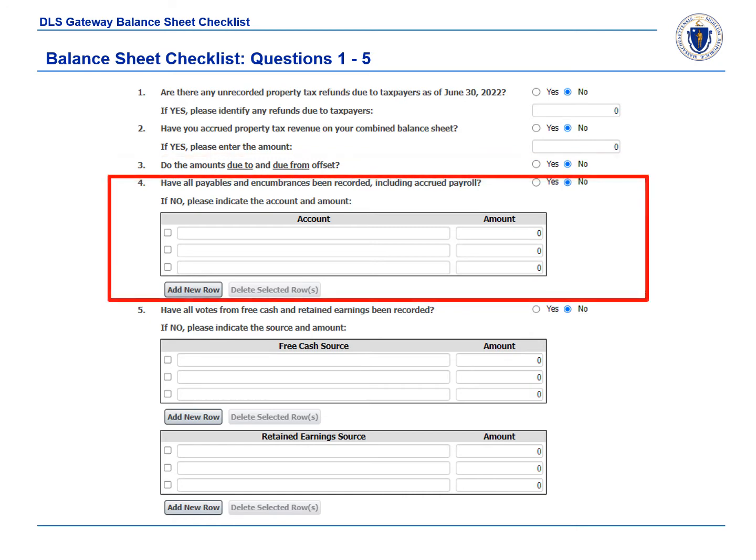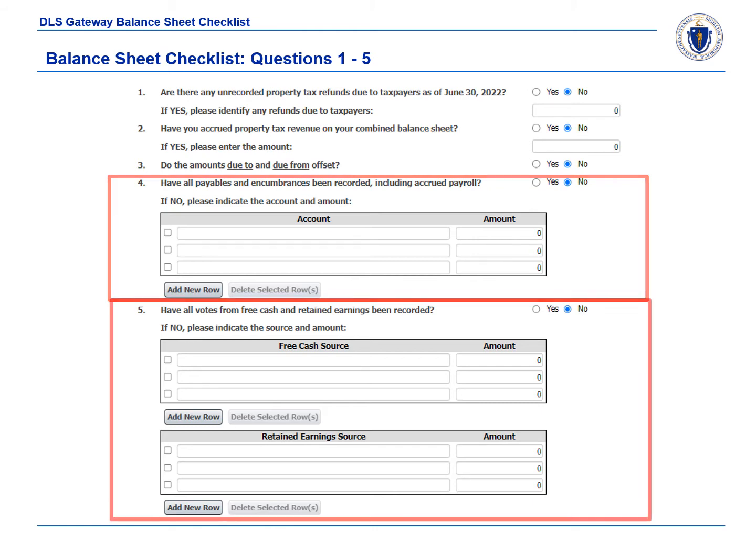Question 4 is a yes or no answer, asking if all payables, including payroll and encumbrances, have been recorded. If you answer yes, move on to the next question. If you answer no, please complete the table below the question by providing the name of the account and the amount. If you did not record an expense on your balance sheet, it would result in a reduction to your community's free cash. Where tables exist on the balance sheet checklist, you can add additional rows by clicking on the Add New Row box below each table.